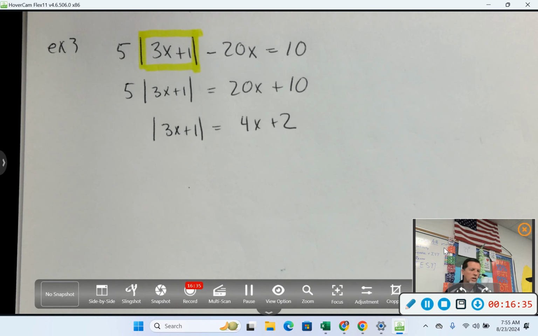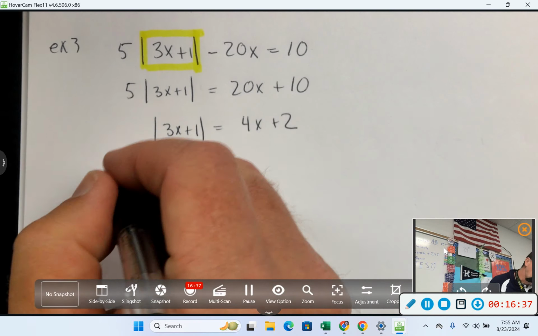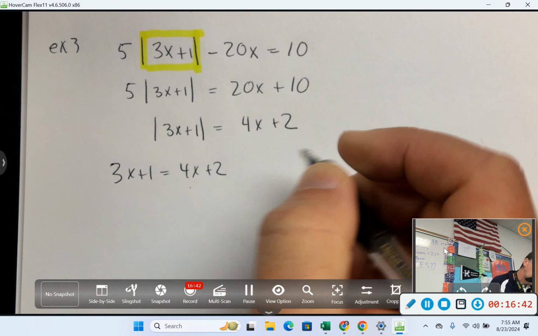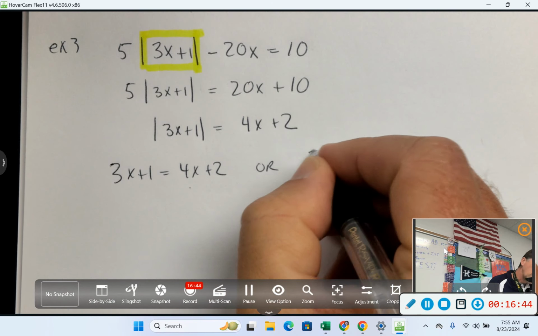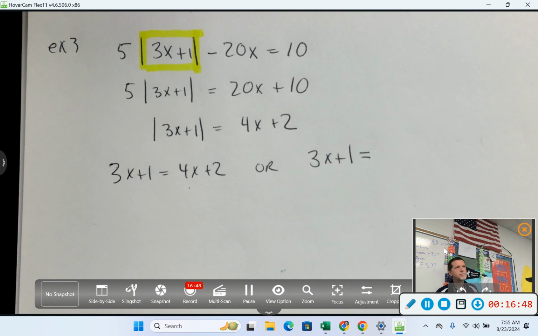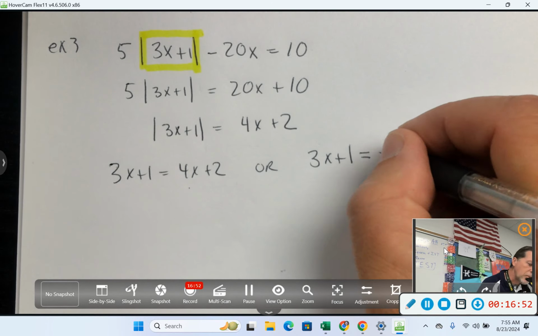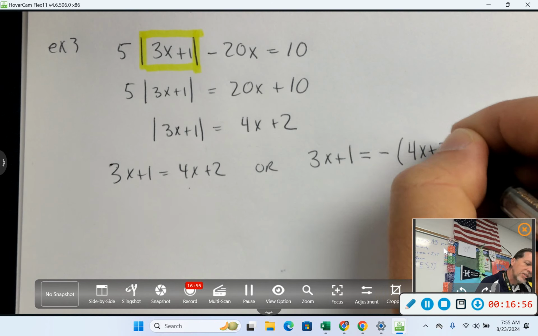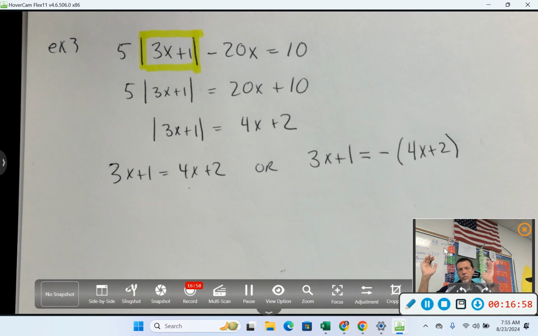Okay, now we got to set up the two separate equations here. Well, the first one's easy, right? 3x plus 1 equals 4x plus 2. Got it. What's the other one? 3x plus 1 equals? Negative 4x minus 3. Okay, I'm going to do one step prior to that, but you were right. Negative, whatever's on the other side. So negative 4x plus 2.